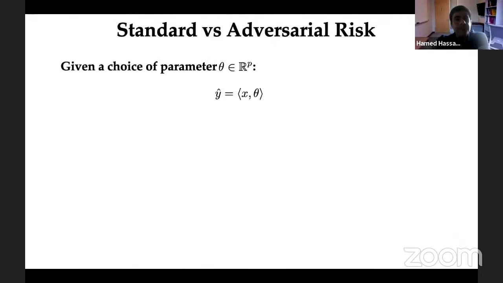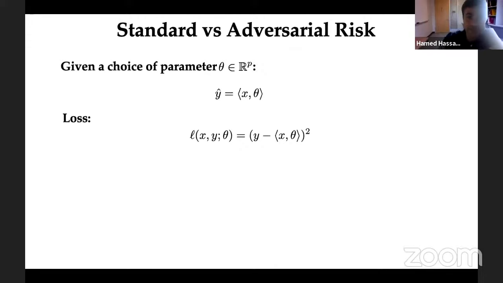Okay, let me define a few other notions which will be useful to understand fundamental limits for our problem. Given any choice of the parameter theta, we can use this theta to predict the labels through the inner product that you see here. The loss function that we use is the simple quadratic loss that measures the quality of the choice of theta. The inner product of x and theta is your prediction using the model theta, y is the actual label, and the squared difference is the loss.